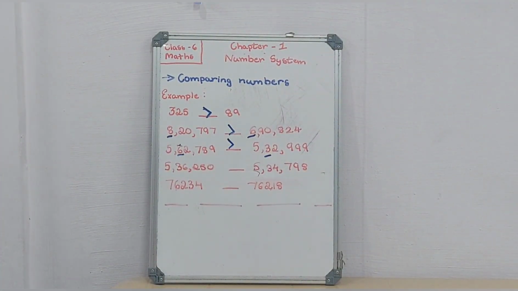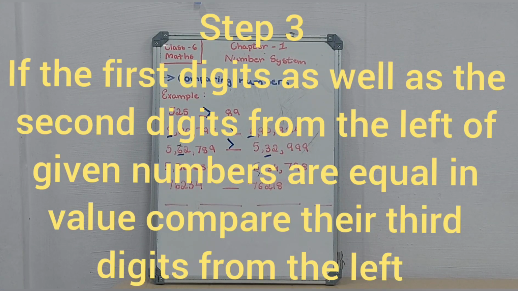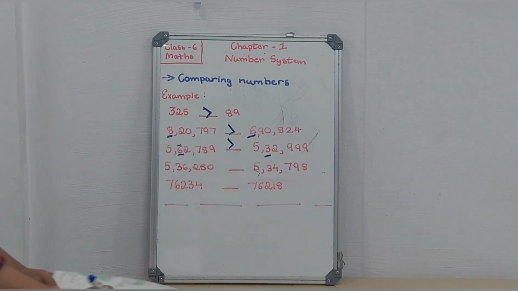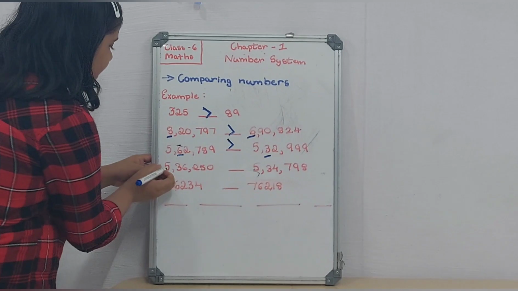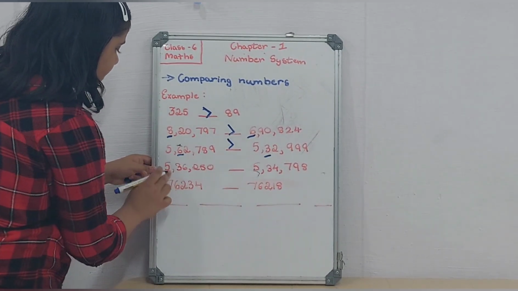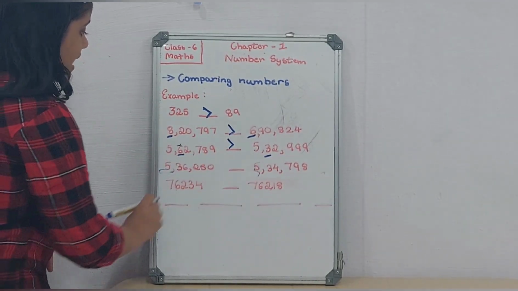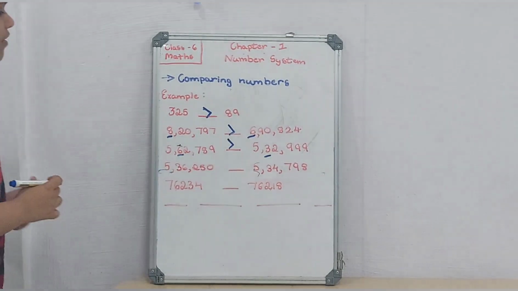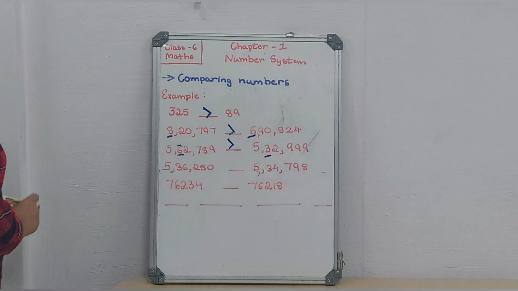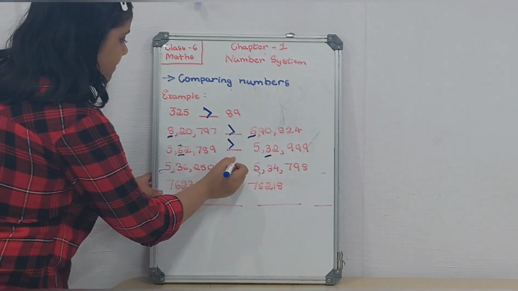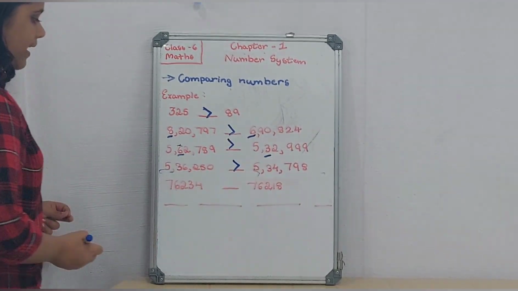I hope you understood. Next step is the same way. If the first digits as well as the second digits from the left of the given numbers are equal in value, compare their third digit from the left, then proceed as discussed above. So here we have 5, here also we have 5, so there's no need to underline. Next, here we have 3, here also we have 3. Then here we have 6, but here we have 4. So 6 or 4 is bigger? Of course 6. So 536,250 is bigger than 534,798.